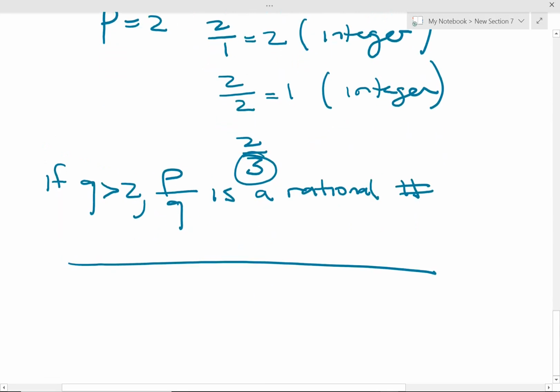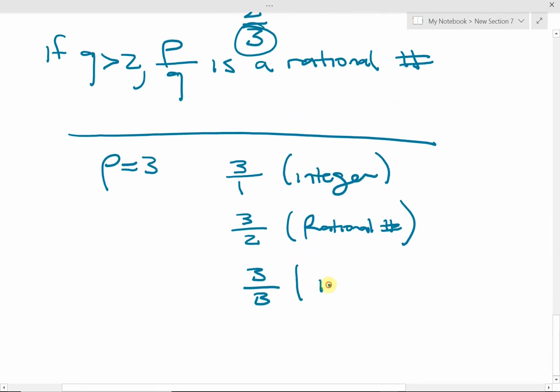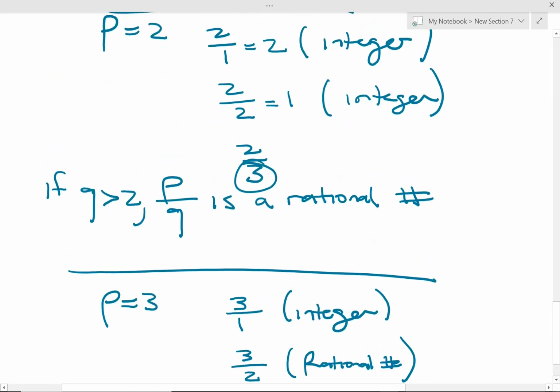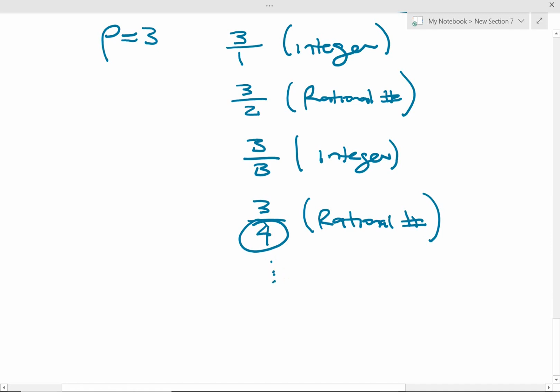If we go to p equals 3, we have 3/1. Well, this is an integer. We have 3/2. Again, this is 1.5, so that's a rational number. And then we have 3/3. Well, we know that this is an integer. And you notice that it's oscillating, and then we have 3/4, which is again a rational number. But then notice 3/5, and if you continue, we won't be able to simplify it.